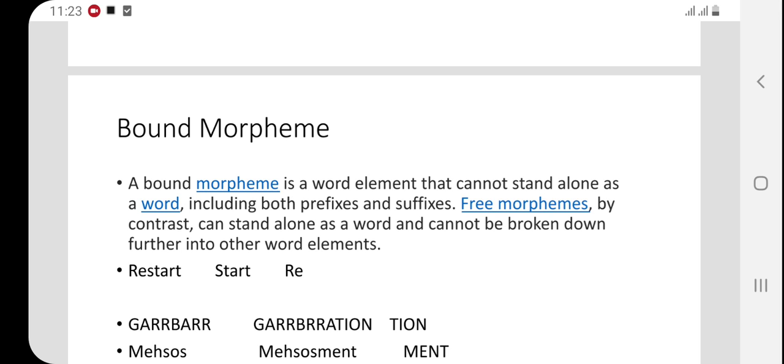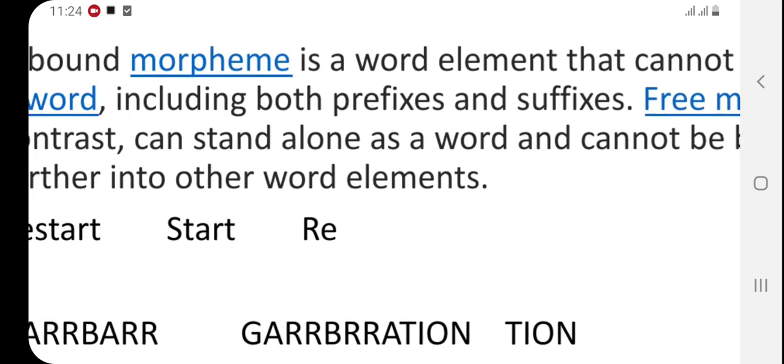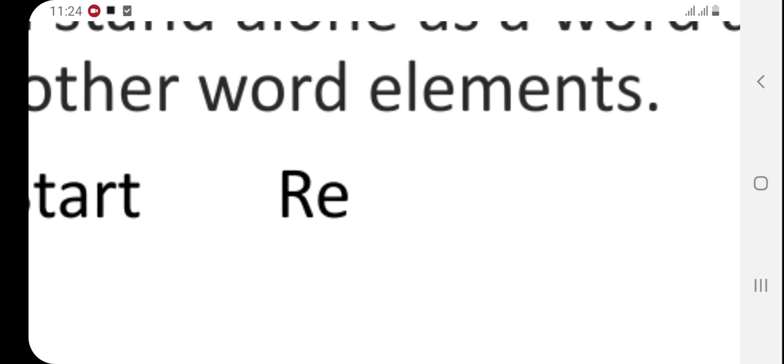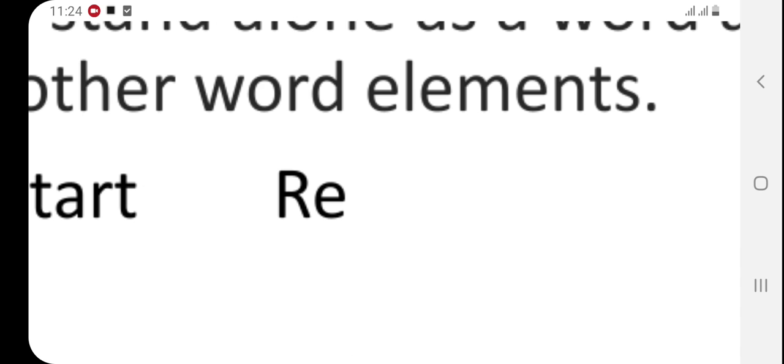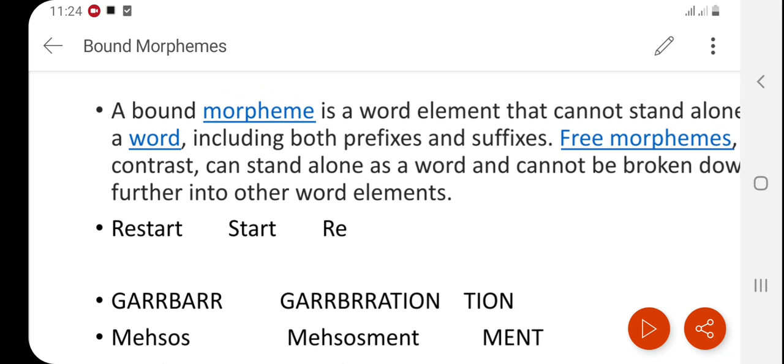Like we have the word start, and when we want to start something again, we call it restart. Now this word re is a bound morpheme, because if I write a simple re, let me just zoom it, this word re does not give you any meaning. I mean, what does it mean by re? There is no meaning in the dictionary. When it is attached with the root word start, it actually changes its meaning. Start means to start something, and restart means to start something again.